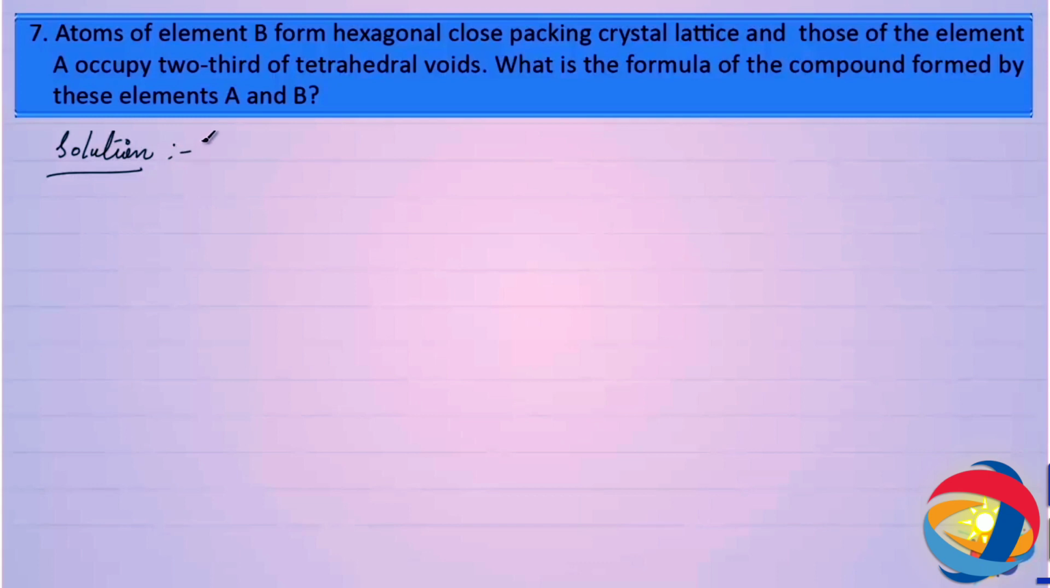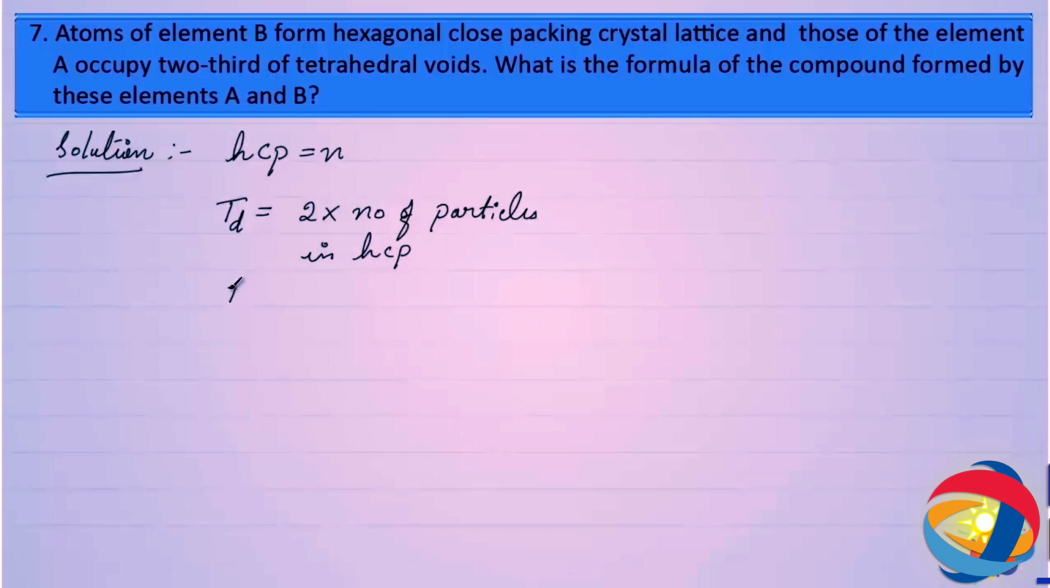Let us consider the number of atoms B in the hexagonal close packing of arrangement as n. Note, the hexagonal close packing of arrangement is also known as HCP. We know that the number of tetrahedral voids is equal to 2 into the number of particles present in HCP. Then the number of tetrahedral void is 2 into n, which is equal to 2n.